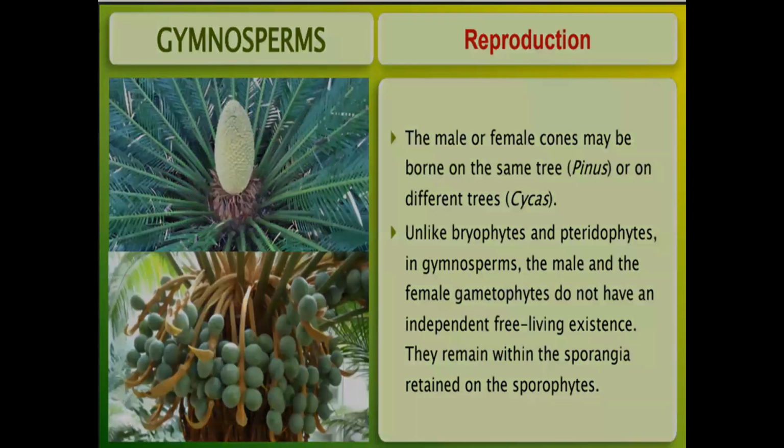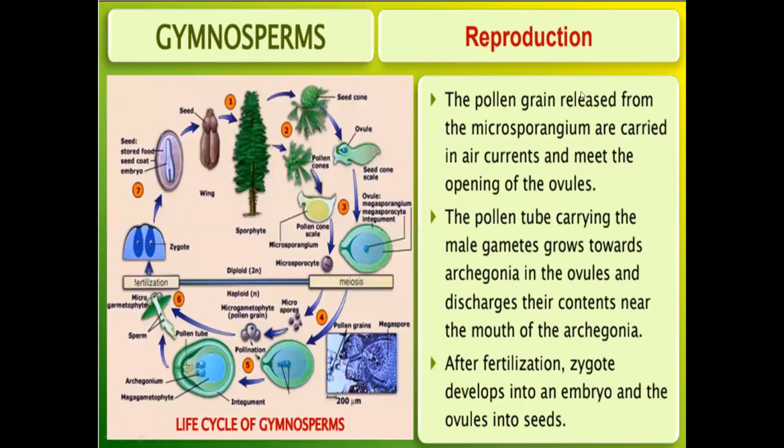Then the pollen grains are released by the microsporangia and carried by air currents to meet the opening of the ovule. The pollen tube, carrying the male gamete, grows towards the archegonia in the ovule. It goes to the ovule and discharges its content near the mouth of the archegonia. After fertilization, the zygote is formed.